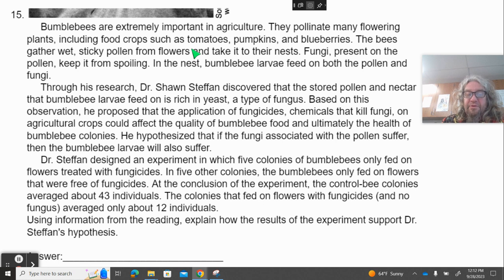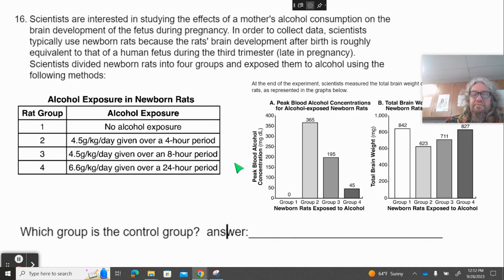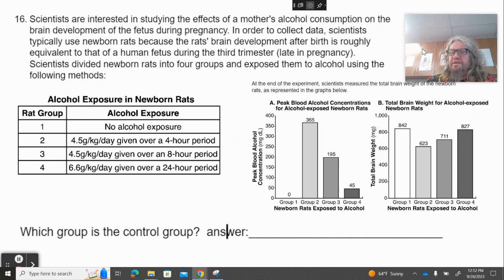Using information from the reading, explain how the results of the experiment support Dr. Steffen's hypothesis. Another constructed response. Your response is not a multiple choice. You write your answer.